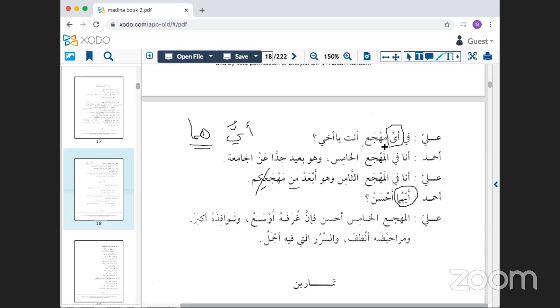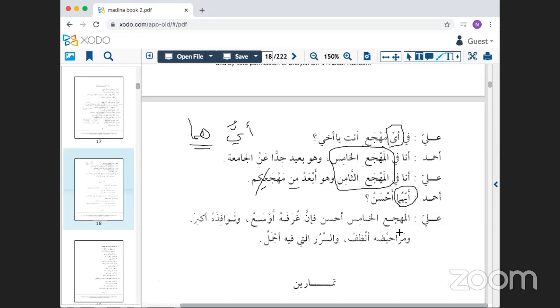Yes, asking about the mahja'. Al-mahja' al-khamis wa al-mahja' al-thamin. So he said, ayyuhuma ahsanu, which of them two is best? That is better. Tayyib. Then he said, al-mahja' al-khamis ahsanu fa inna ghurfahu awsa'u. Why khamisi? Because, afwan, it's al-mahja'ul khamisu. Ahsant.